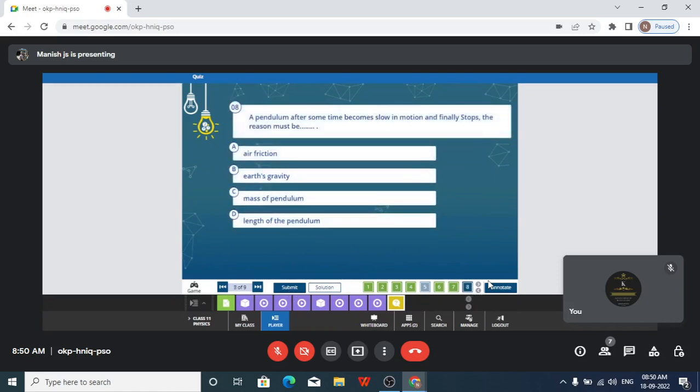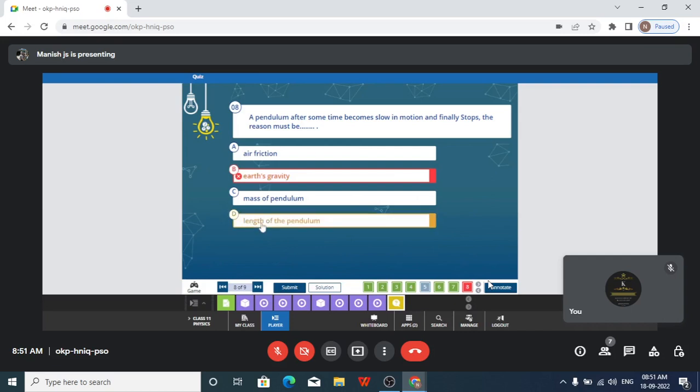Next question. A pendulum after some time becomes slow in motion and finally stops. What is the reason behind this? Earth's gravity, sir. Yeah, it is Earth's gravity. Then I'm going to discuss damping, no? No. Why? Length of the pendulum. The time period relationship. Earth's gravity may be one of the reasons. But the main thing is T is equal to 2 pi under root l by g. Using that relationship, you will have to answer.